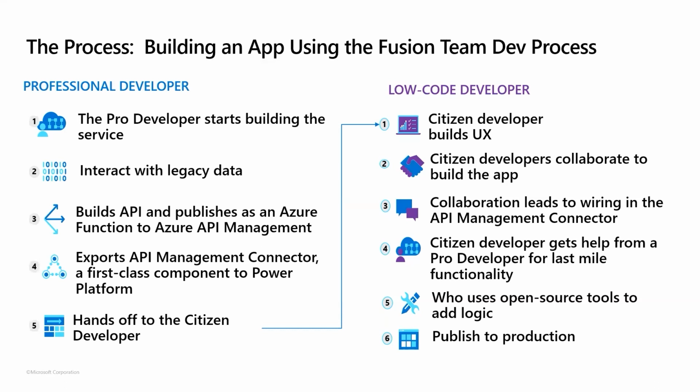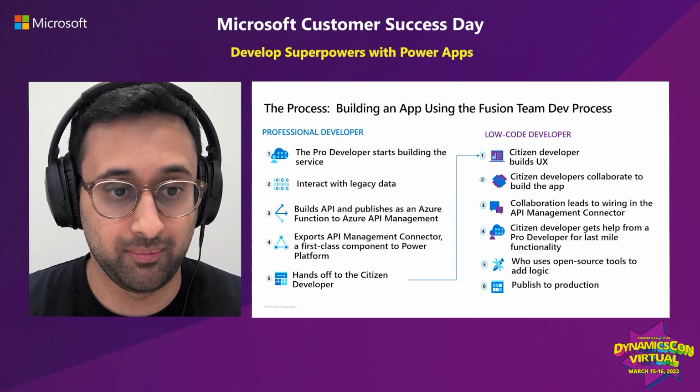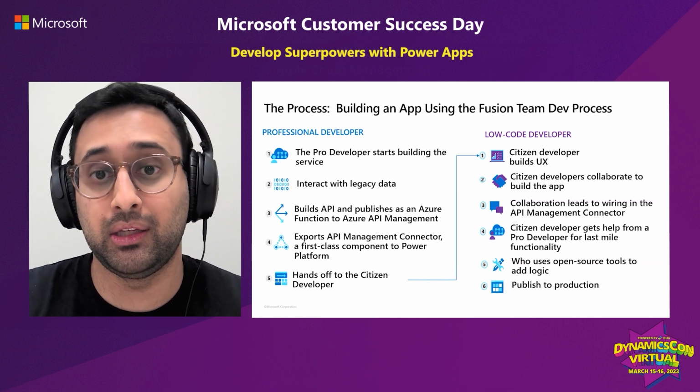So let's look at an example process of how this might work. The professional developer starts by building out some of the more complicated parts of the solution. They might build a custom API and place it in Azure API Management. They might interact with some legacy data. They might build a custom Azure function. And they might make some high-level architectural decisions about how the solution should be built, like Kyle described with those architectural patterns before.